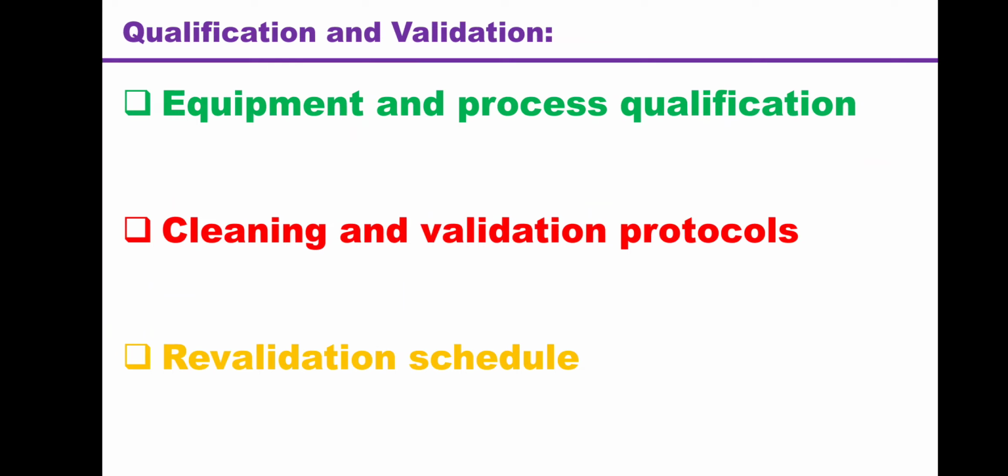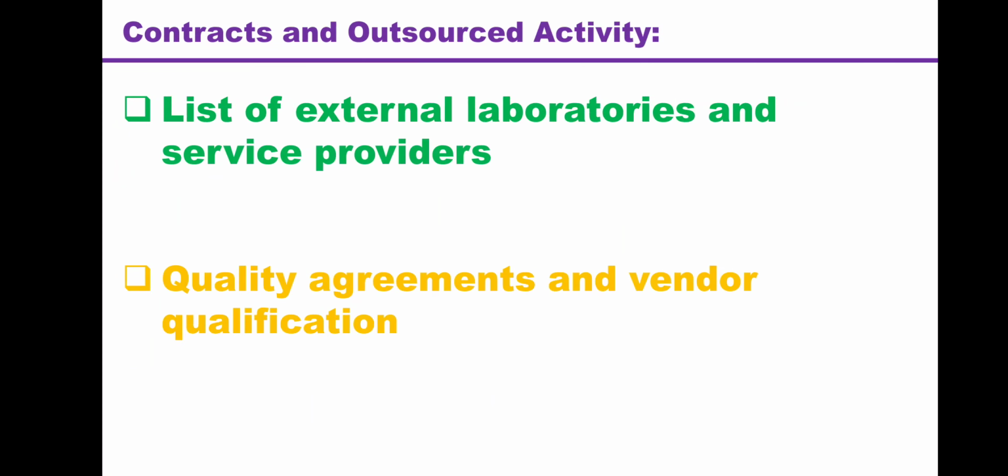Then cleaning validation protocols. Cleaning validation is also very important, because if we do not define the cleaning processes, or we do not identify the worst case molecule, we can't give the assurance about cross contamination. Then the revalidation schedule. Revalidation is very important, so that at a predefined frequency we have to revalidate the processes, the equipment, or the instruments.